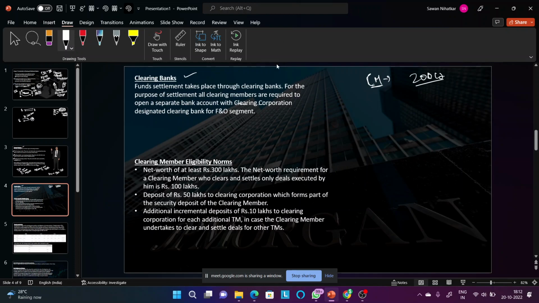So fund settlement takes place through these clearing banks, and for the purpose of settlement, all clearing banks are required to open a separate bank account with the clearing corporation, the designated clearing bank for the FNO segment.